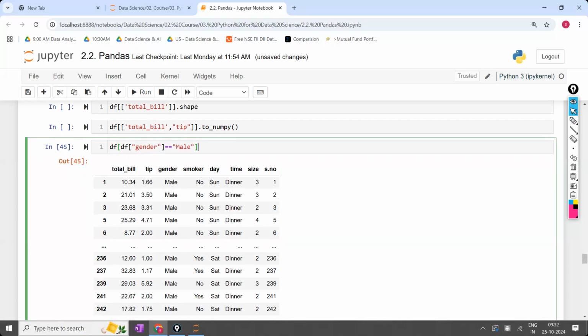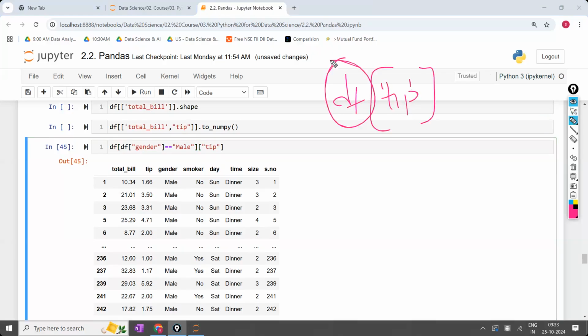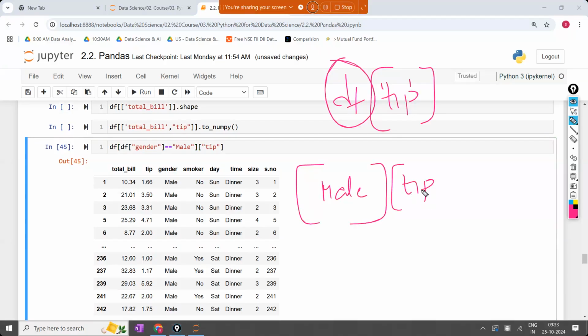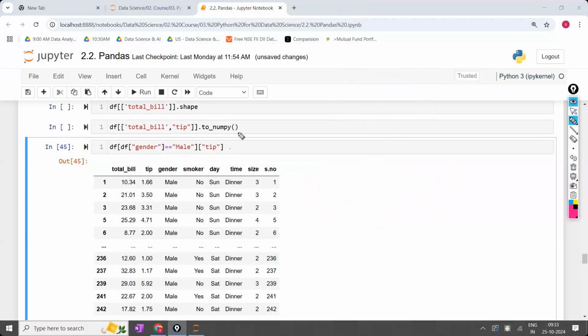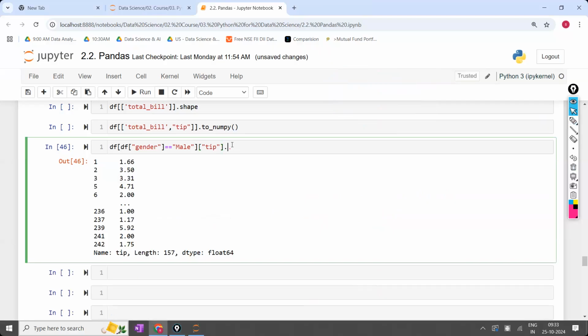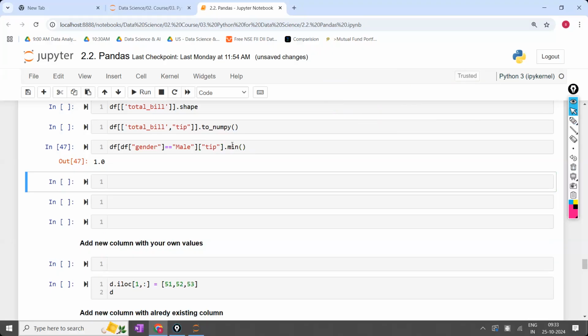Now within this data frame, I want the tip column. In this data frame only, not in the original one. What do I have to do? You have to add the bracket with tip. If you select df of tip, this column is selected on the overall data frame. But on the left side you have the male data frame only. For the male data frame, you are applying the tip column. So now I'm separating the tip column of the male data. And dot min gives you the minimum value. So what is the minimum value of the tip amount by the males? With respect to $1.